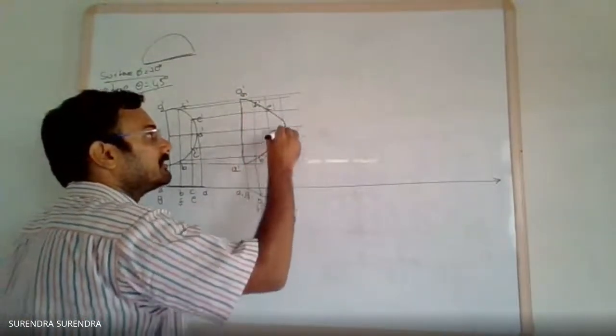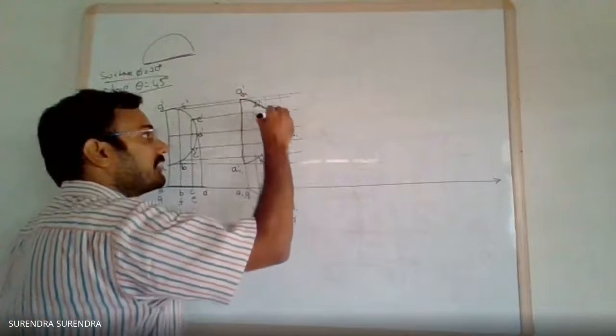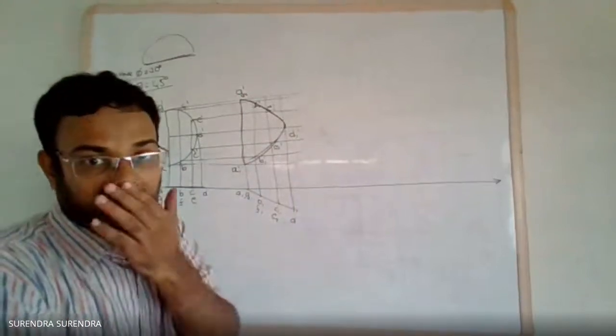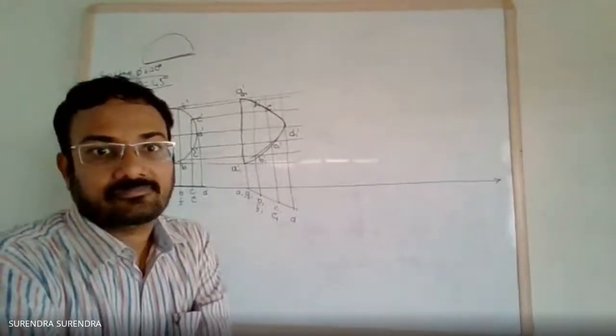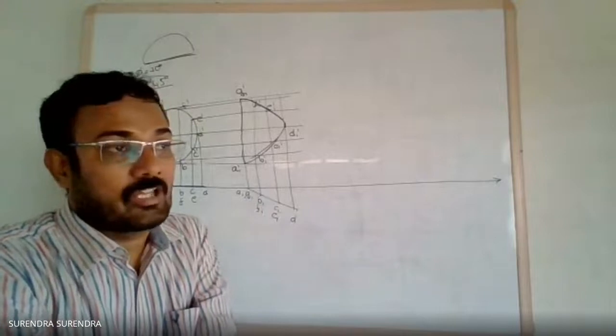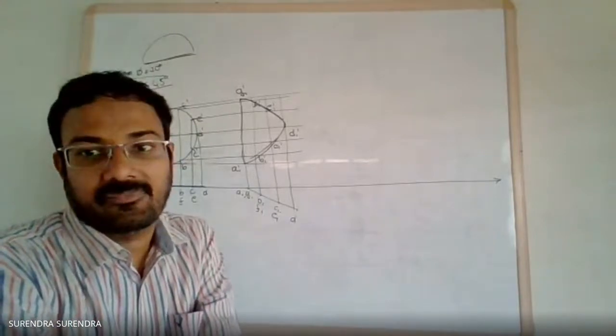Join them with a smooth curve. You get an elliptical curve. The second stage is over. What about the third one, the final one?